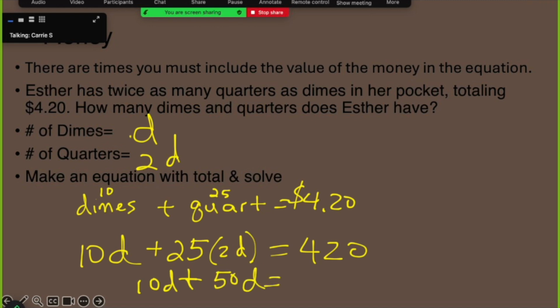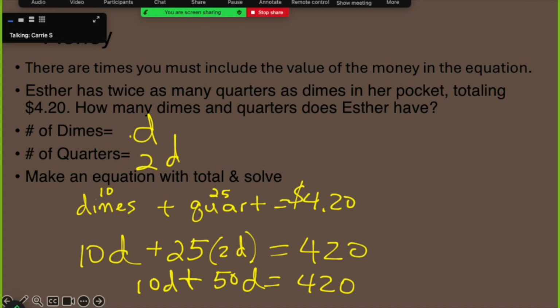So for the number before the letter, is that just saying how many cents it's worth? Yes, that's exactly right. This is the value or the worth. Dimes were worth 10 cents, so we put a 10 with the D because it was 10 cents times the number of dimes. And it was 25 cents times the number of quarters. Good question. Other questions?